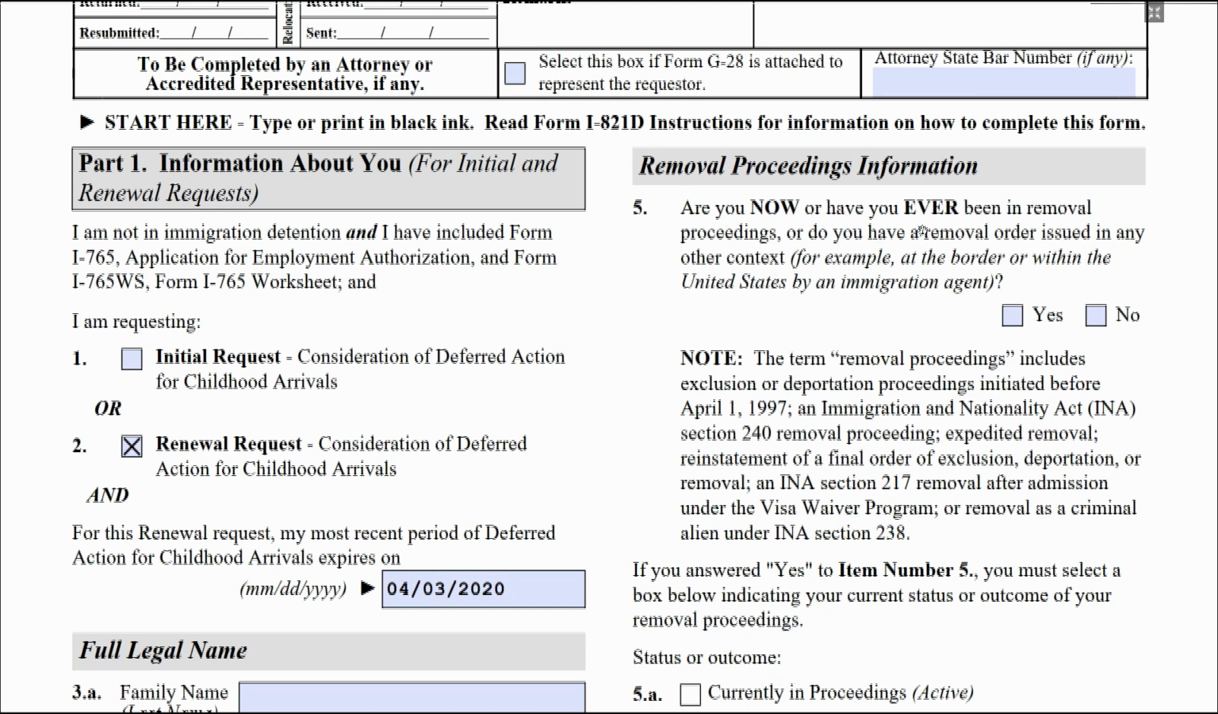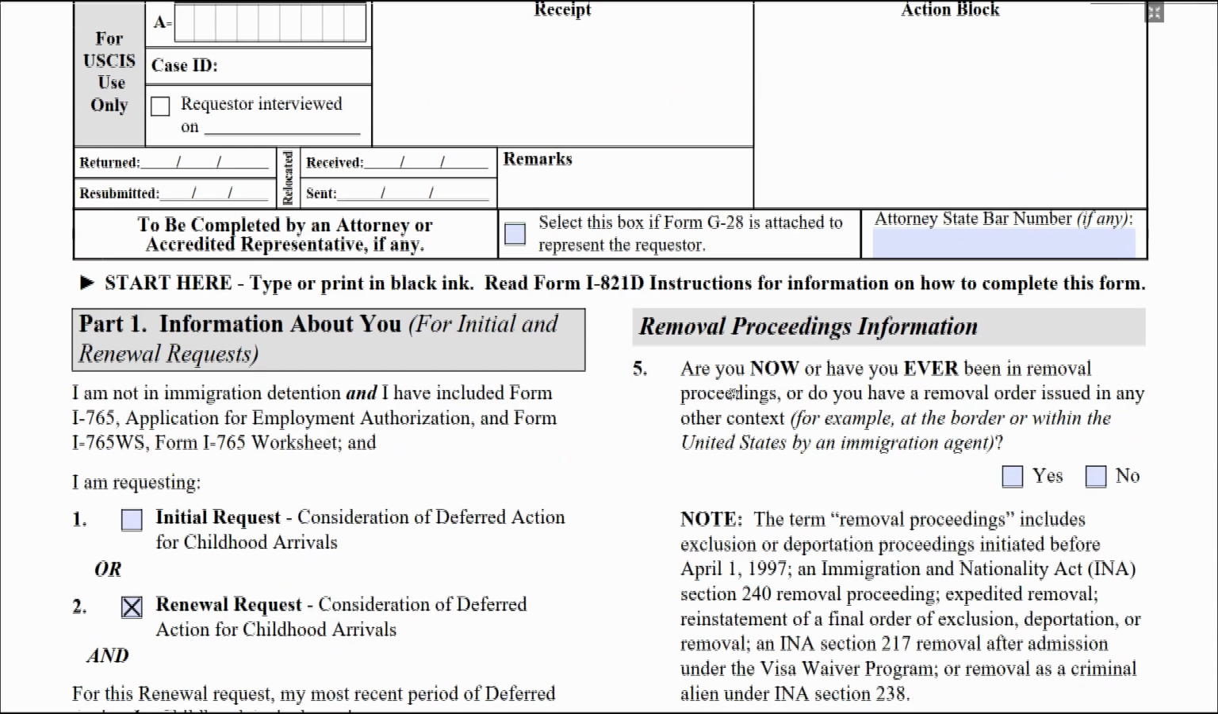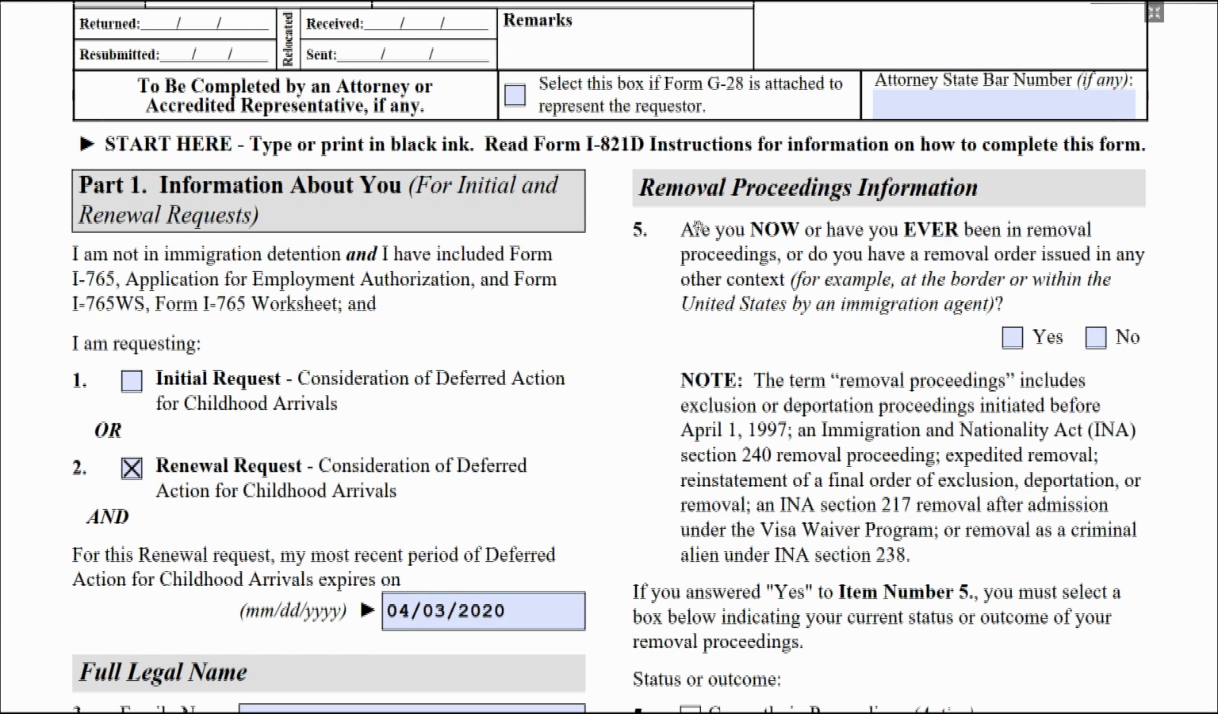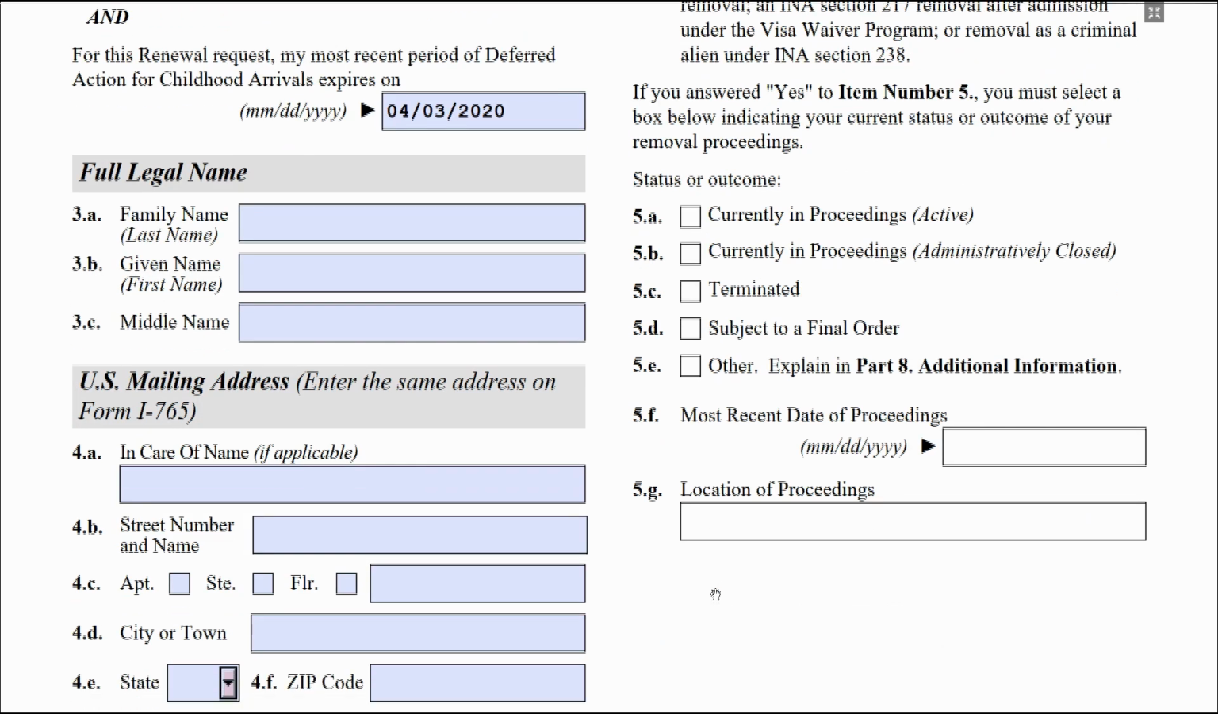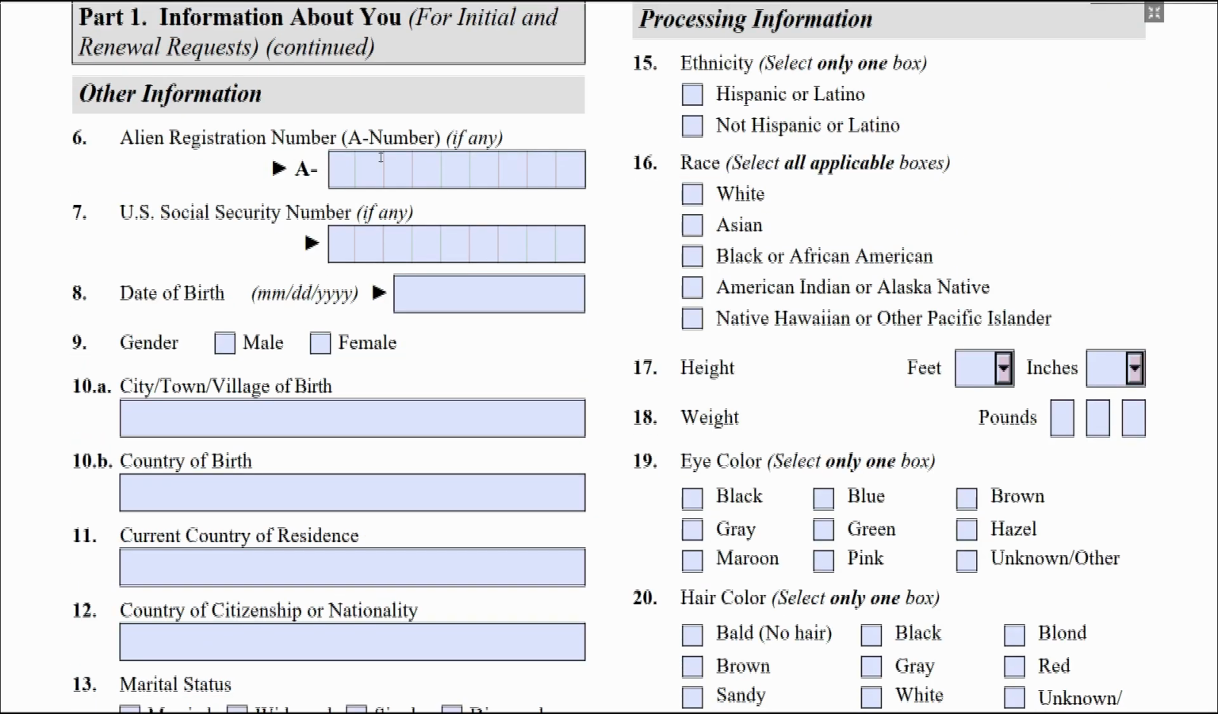Are you now or have you ever been in removal proceedings, or do you have a removal order issued against you? If you don't know what this is, it likely doesn't apply to you. If you've ever been at immigration court, if you've ever been in front of an immigration judge, then likely this applies to you. If you're not sure, it likely doesn't. If you have concerns about this, ask an immigration attorney. These follow-up questions right here deal with if you answered yes, you would put if you are currently in proceedings, if it was terminated, you had a final order, other, etc.